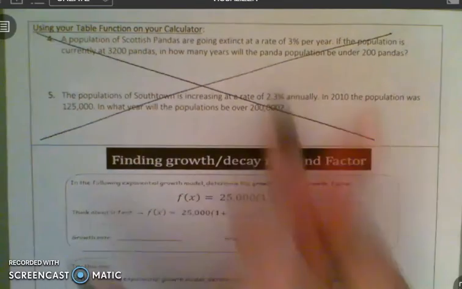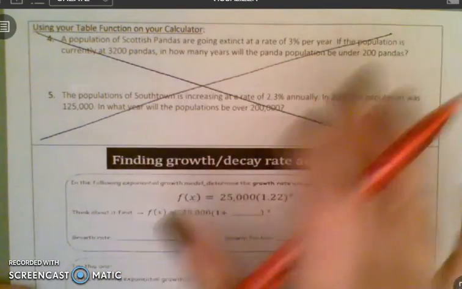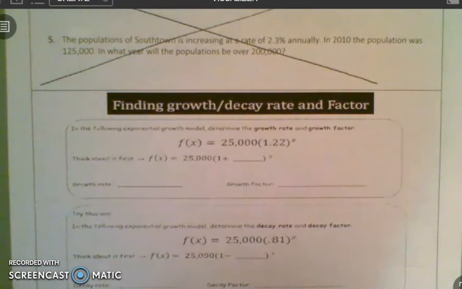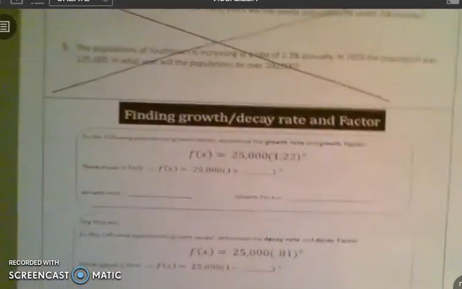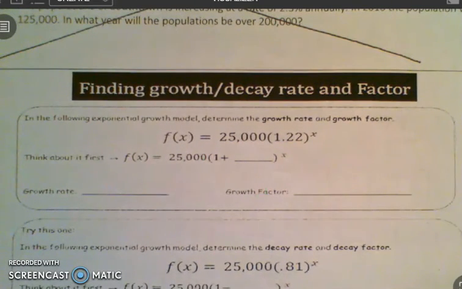Okay, so on the back, we're going to skip this part that says using your table function on your calculator. We're going to skip that. And we're going to move down here where it says finding growth and decay rates and the factor. So let's see if I can get that to show up a lot better. It's kind of small. There we go. In the following exponential growth model, determine the growth rate and the growth factor.